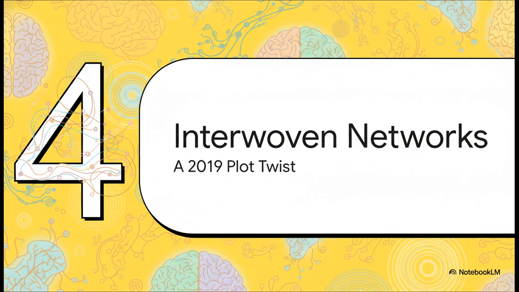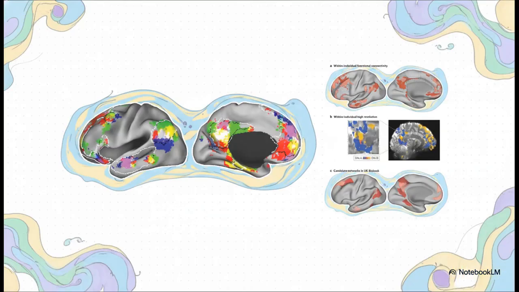Which brings us to section 4, interwoven networks. Get ready for a major 2019 plot twist. For the longest time, we just assumed the default mode network was one giant monolithic system. Actually, scratch that. When researchers recently zoomed in on single individuals using incredibly high-resolution scans, they found its multiple interwoven networks. They call them DNA and DNB.